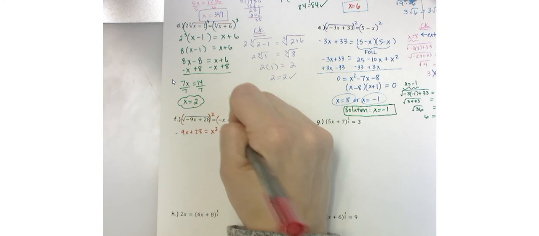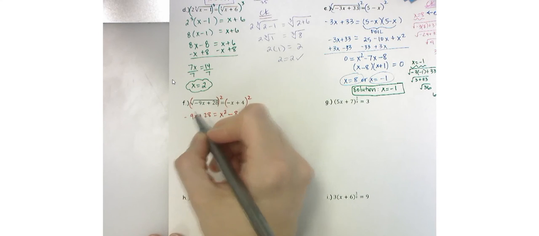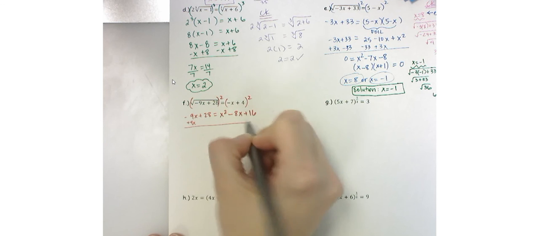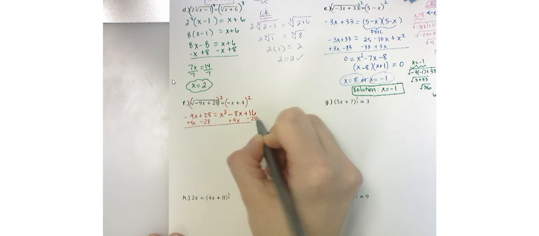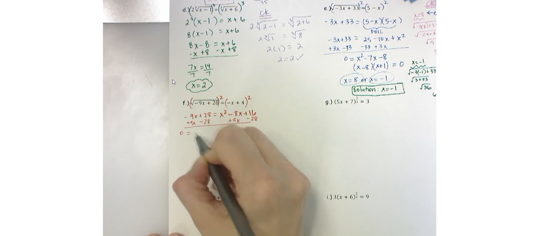So now we're going to factor x and x plus 4 minus 3. So x equals negative 4 or x equals 3, and then we're going to check those.